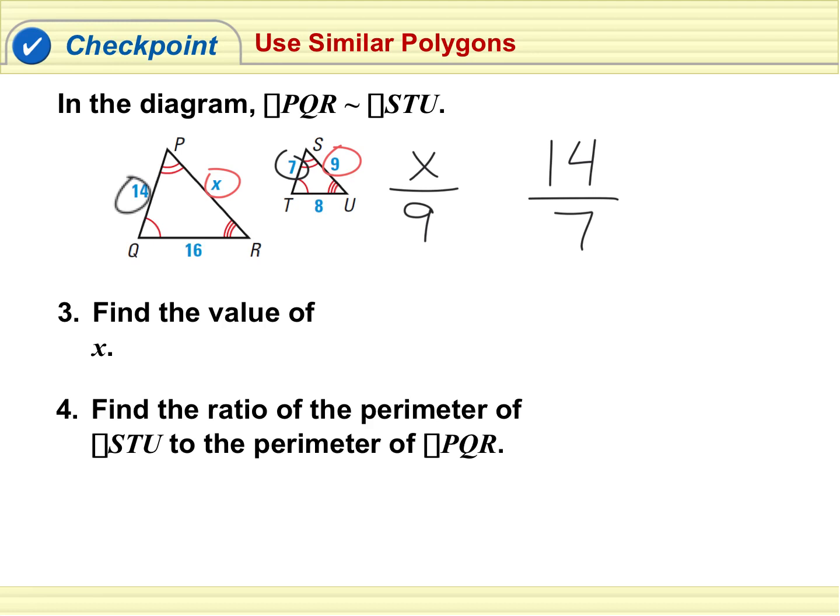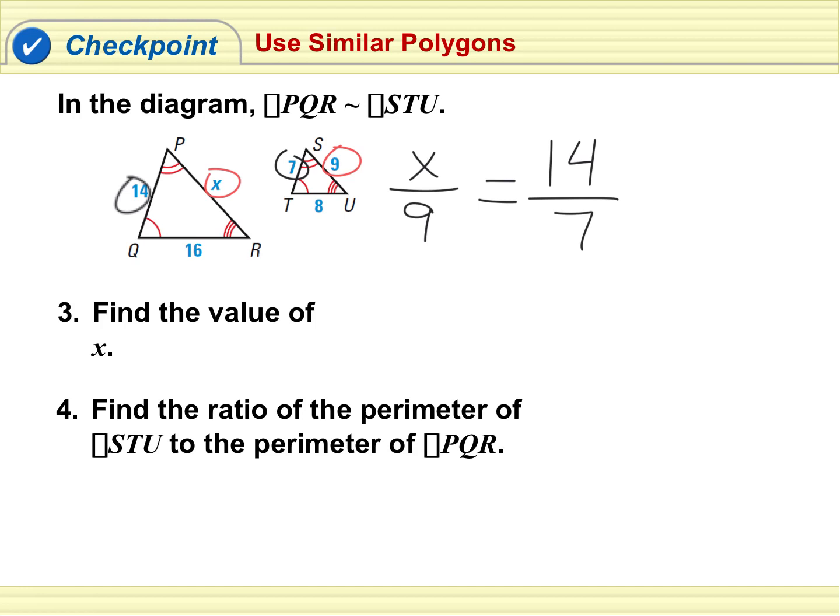What do we know about those two ratios if we know the diagram's similar? They are supposed to be the same. So what sign needs to go in the middle? Equal. We know they're the same, so we know they have to be equal to each other. Okay. Now, what does this look like? We are going to cross multiply. It's a proportion. We just made our own proportion.